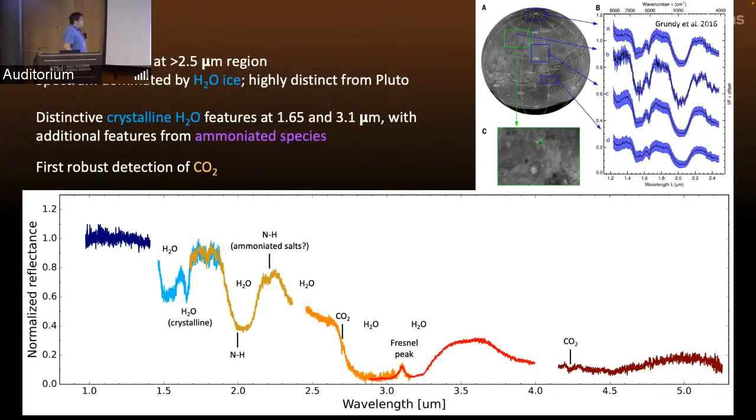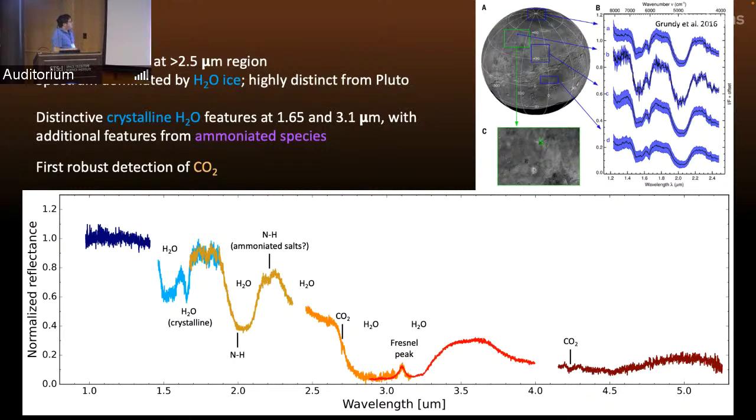Charon, on the other hand, does not have methane ice features. Instead, it has a spectrum dominated by water ice. In particular, at 1.65 microns, we have this crystalline water ice feature, as well as a Fresnel reflection peak at 3.1 microns. These were all previously seen before.